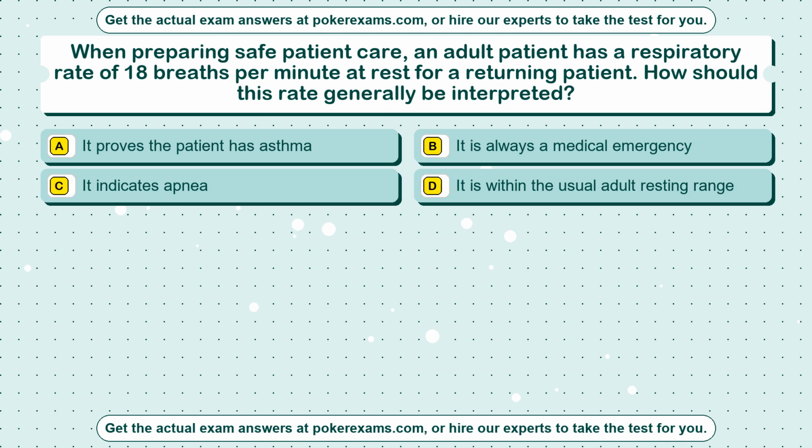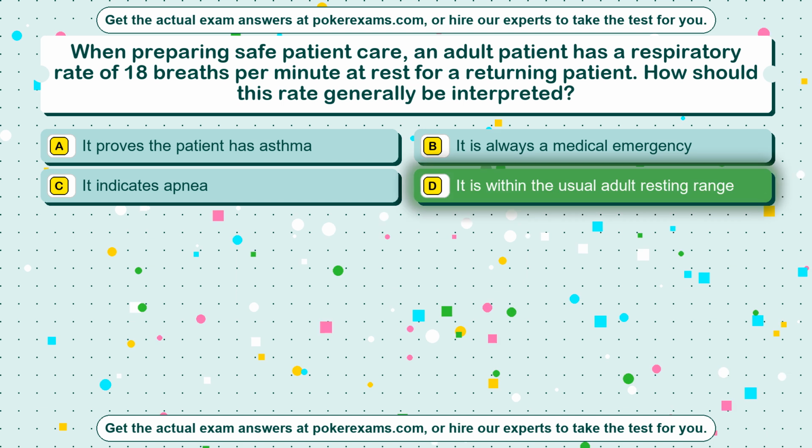Question 9. When preparing safe patient care, an adult patient has a respiratory rate of 18 breaths per minute at rest for a returning patient. How should this rate generally be interpreted? Option A. It proves the patient has asthma. Option B. It is always a medical emergency. Option C. It indicates apnea. Option D. It is within the usual adult resting range. The correct answer is option D.